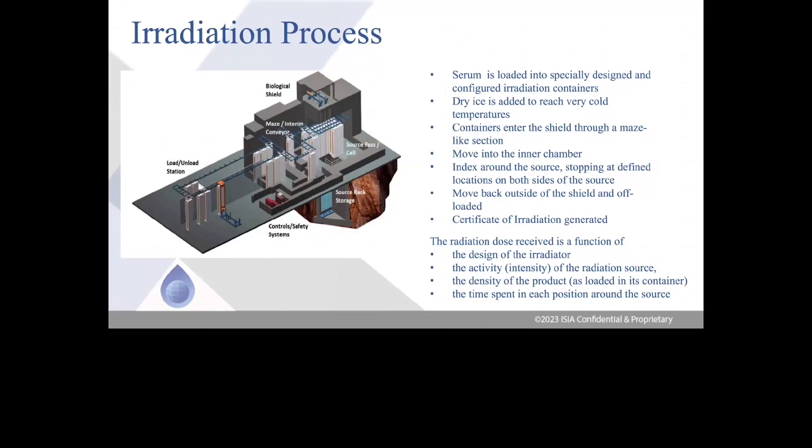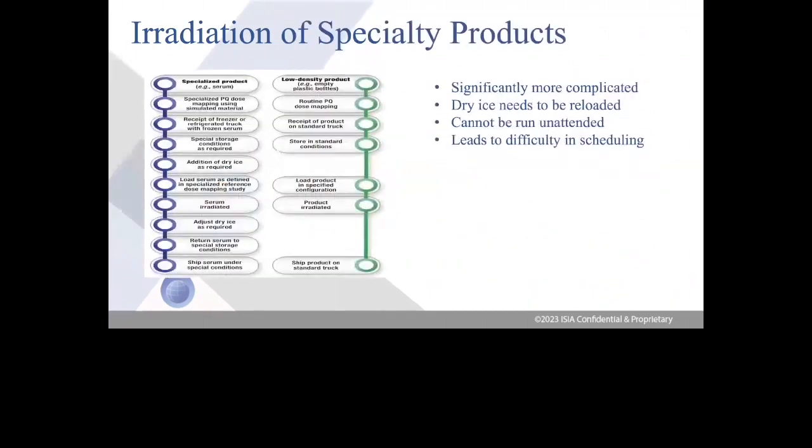Subsequent to that, a certificate of irradiation is generated, and the most important thing on the certificate of irradiation is the radiation dose. So the dose is a function of the design of the irradiator, the intensity of the radiation source, the cobalt, the density of the product as it's actually loaded into the container, and the time spent in each position around the source.